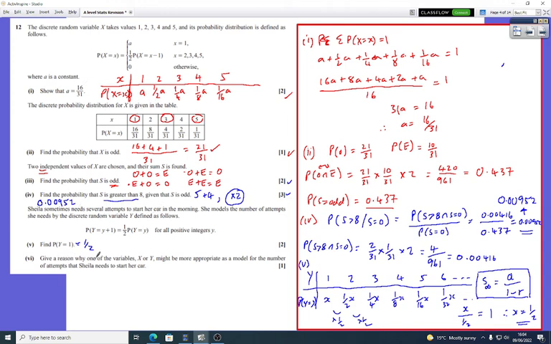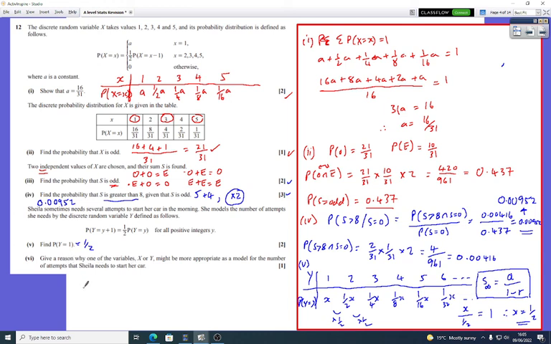And then it goes here, give a reason why one of the variables x and y might be more appropriate as a model for the number of attempts Sheila needs to start her car. Well, me personally, I would go for y. You could argue both ways. You could say that this only goes up to 5, so you can try to start your car again. But you could also argue, which I would argue, that after a number of attempts, the battery will be flooded and the car will go flat, so it won't start. So give a reason as long as you back it up.